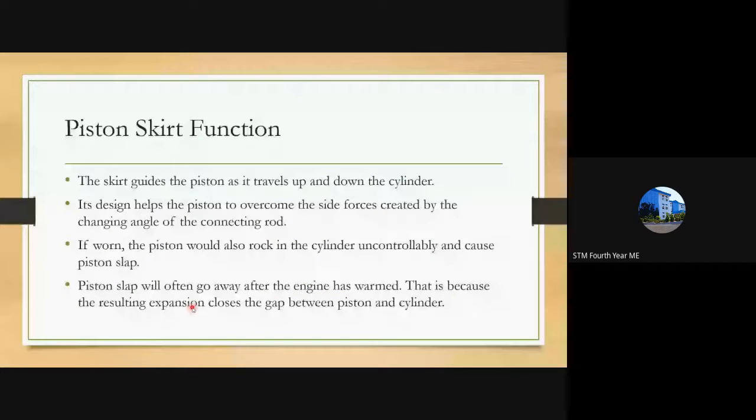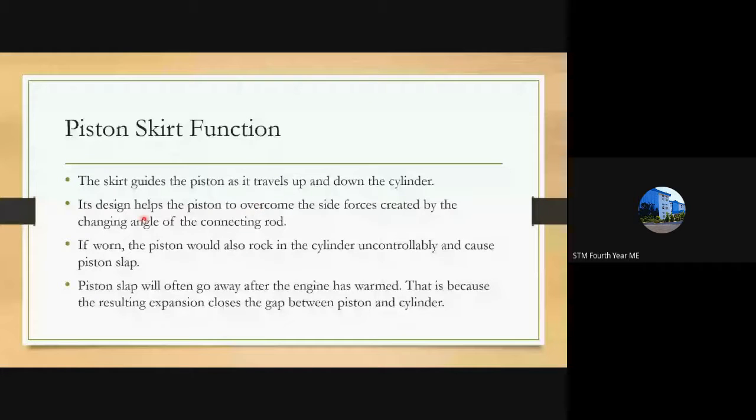Then the function of the skirt is that the skirt guides the piston as it travels up and down the cylinder. The skirt is the place where the next component we are going to study, the piston pin, is present. In that pin, the connecting rod comes, and the up and down motion of the piston is converted into rotational motion by means of the connecting rod. So the skirt guides the piston to travel up and down the cylinder while being connected to the connecting rod.